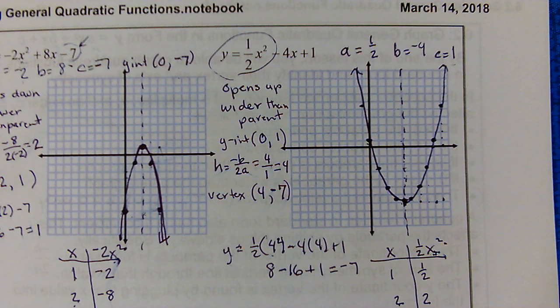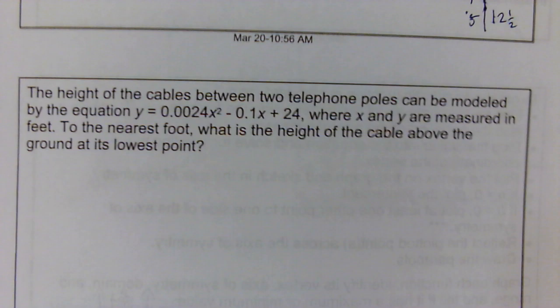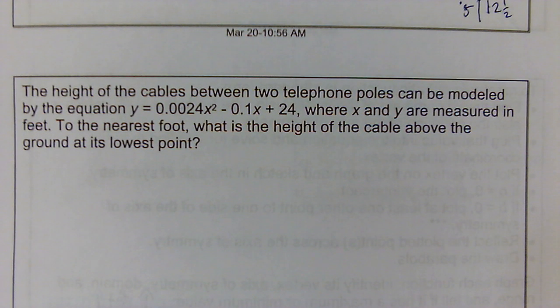So last, we're going to look at a word problem. It says the height of the cables between two telephone poles can be modeled by the equation y equals 0.0024x squared minus 0.1x plus 24, where x and y are measured in feet. To the nearest foot, what is the height of the cable above the ground at its lowest point?